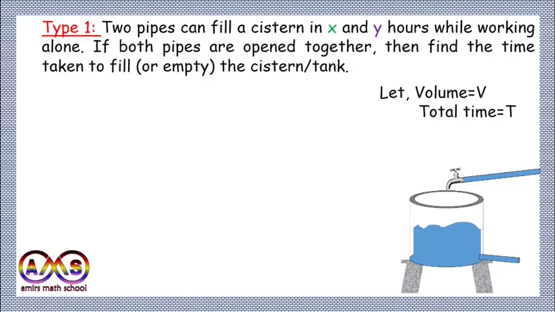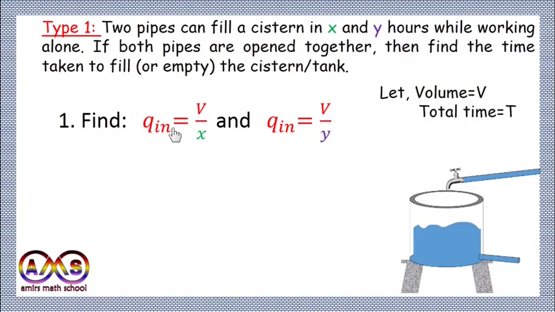Let the volume of this tank be V and the total required time which we want to find be T. So step 1, find Q in. Both the pipes are for flow in. The first pipe needs X hours to fill the whole tank. So the rate of flow in is the volume of the whole tank divided by the required time. That is, Q in for the first pipe is V by X. And the second pipe needs Y hours to fill the full tank. So the Q in for the second pipe is V by Y.